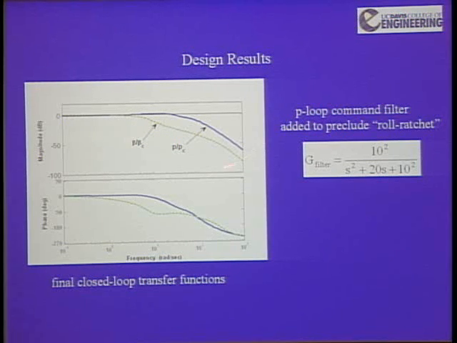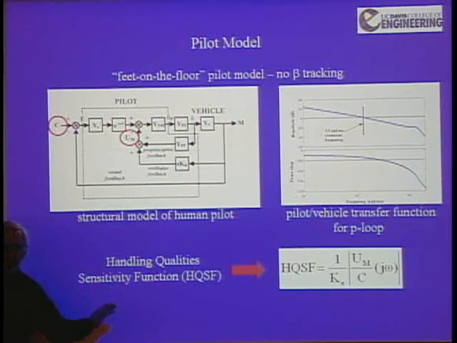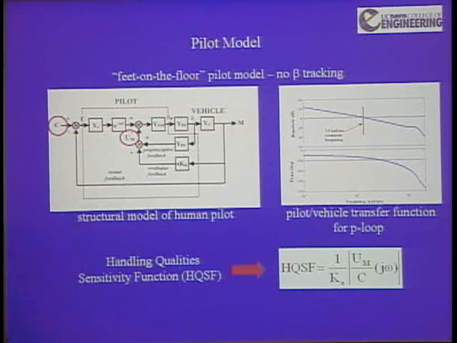Okay. We also stuck in this thing before the design a filter to preclude this roll ratchet stuff that I told you about earlier. This is a high bandwidth system. Okay, so that's what the pilot has to fly. So the next thing we do, we cranked up this pilot model, and we're going to say, look, pilot, keep your feet on the floor. Don't worry about side slip. Let the control system handle that. No beta tracking.